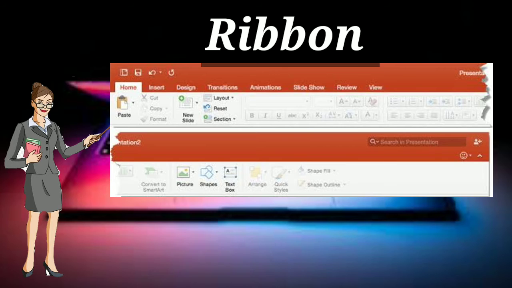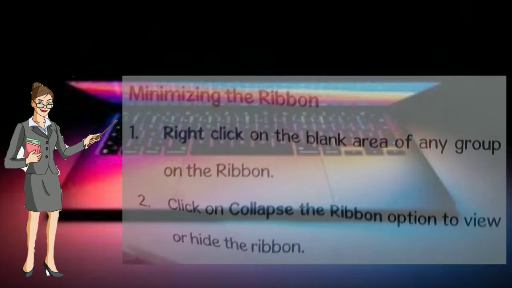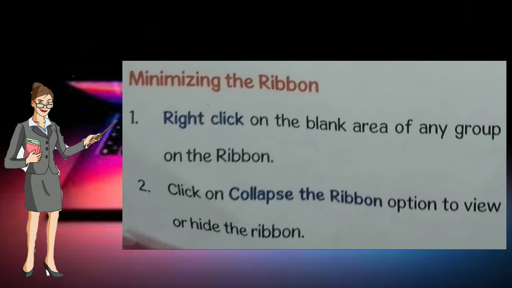Okay students, then minimizing the ribbon. Now we saw maximizing the ribbon. Now we are going to learn minimizing the ribbon. First, right click on the blank area of any group on the ribbon. Second, click on the collapse the ribbon option to view or hide the ribbon.